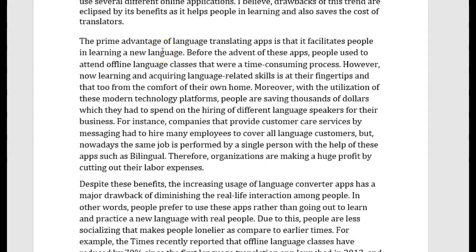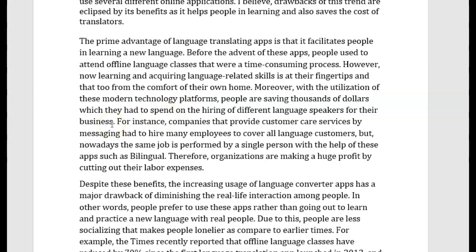Before the advent of these apps, people used to attend offline language classes that were a time-consuming process. However, now learning and acquiring language-related skills is at their fingertips, and that too from the comfort of their own home. Moreover, with the utilization of these modern technology platforms, people were saving thousands of dollars, which they had to spend on the hiring of different language speakers for their business.